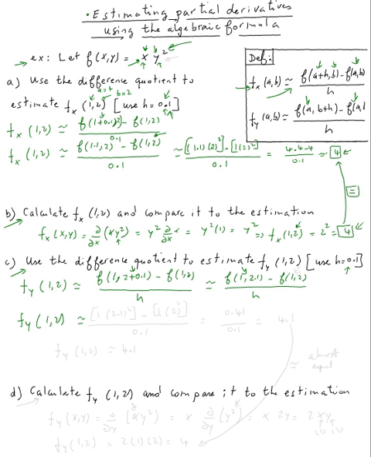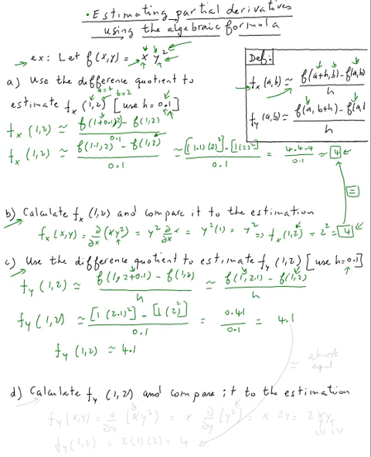Now fy of 1, 2 is almost equal to: what is f of 1, 2.1? Plug it into the original function. That would be 1 times 2.1 squared minus f of 1, 2, which we already did, so 1 times 2 squared, over 0.1. Now this is going to be equal to 0.41, use your calculator, over 0.1, which is equal to 4.1. So fy of 1, 2 is almost equal to 4.1.